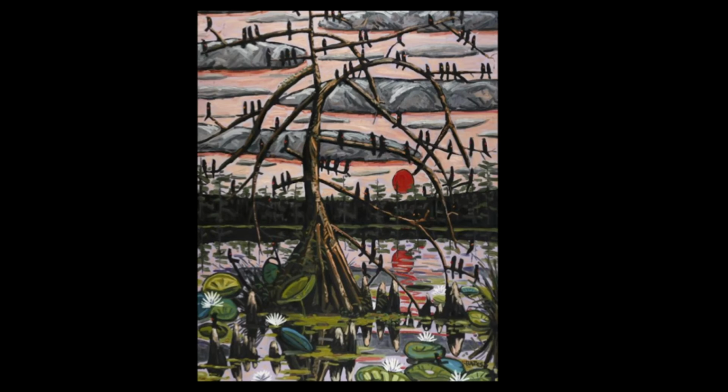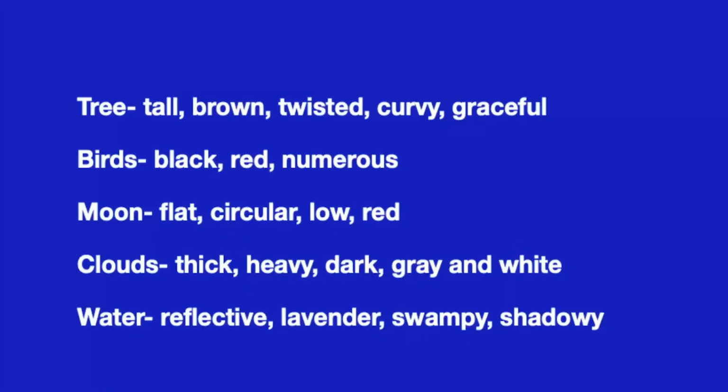Great. Here's my list. Remember, it's okay if our lists are different. Beside tree, I wrote tall, brown, twisted, curvy, and graceful. For birds, I wrote black, red, and numerous. For moon, flat, circular, low, and red.